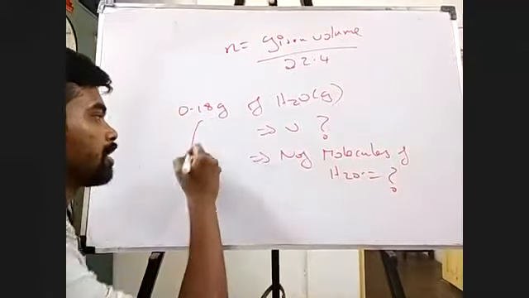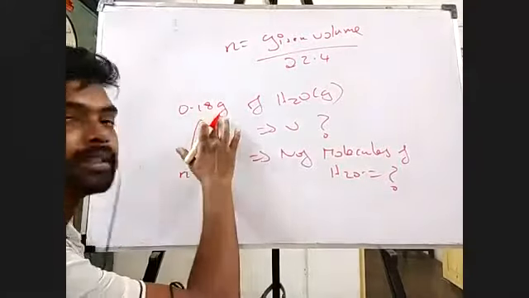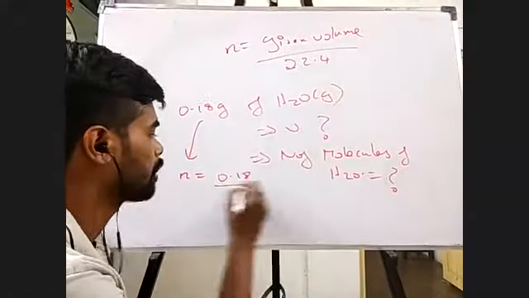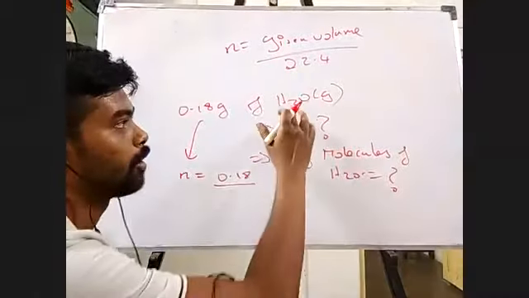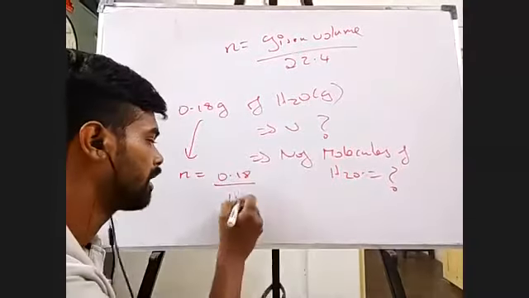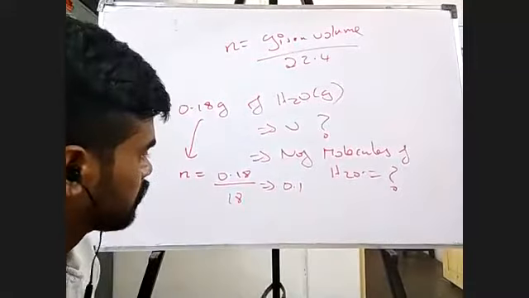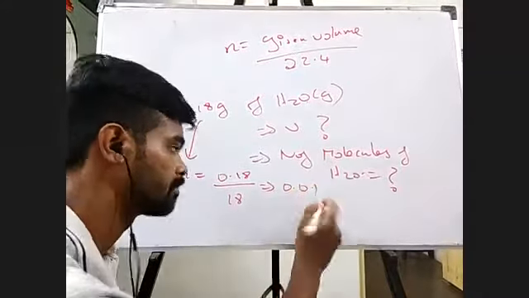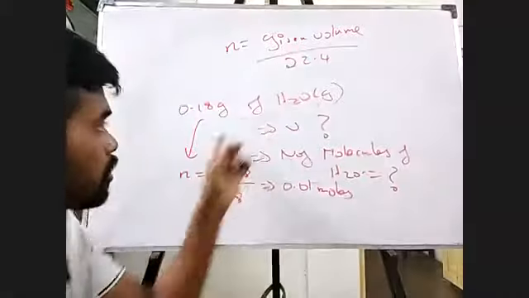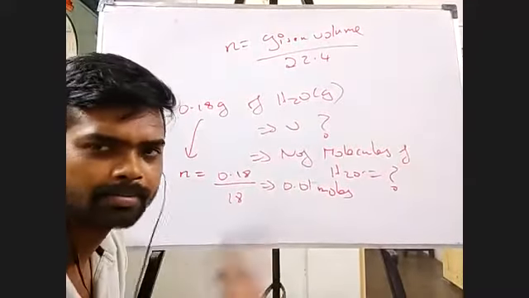Okay. Now, first for this, I'll calculate the number of moles of H2O, right? What is the formula? Given mass divided by the molecular mass of water, correct? What is the given mass? 0.18 grams. What is the molecular mass of water? 2 into 1 plus 16 for oxygen, 18 grams. So you will get the number of moles to be 0.01 moles. Correct? Number of moles of H2O gas I have is 0.01 moles. And that's it. Now I got my answer.